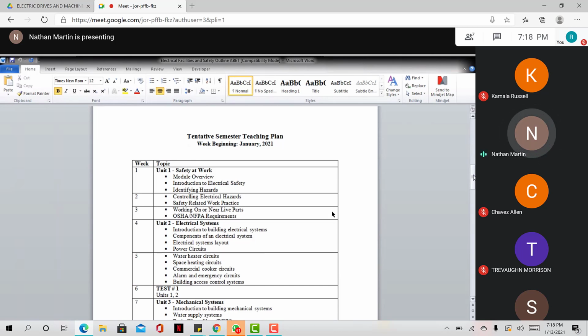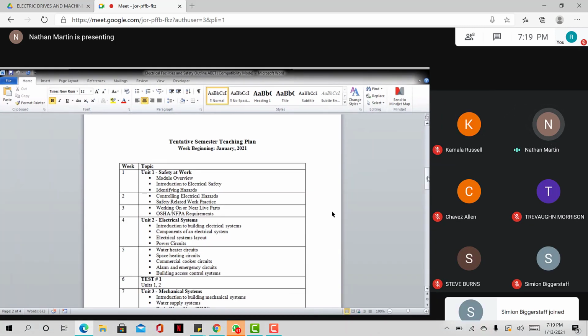So today is the beginning of week 2. We are actually in week 2 for you guys, but don't worry yourself, we'll cover the material, right? Week 1 we should have been looking at the module overview, introduction to electrical safety, and identification of hazards. Week 2, we'll move on to controlling electrical hazards and so on, right?